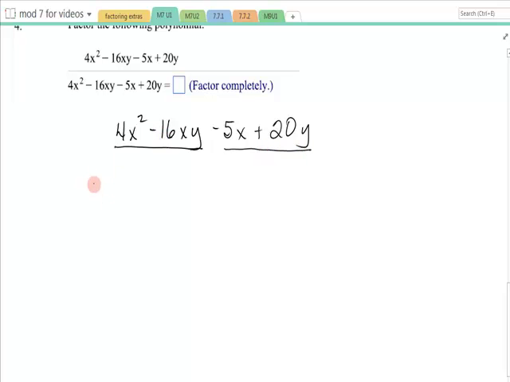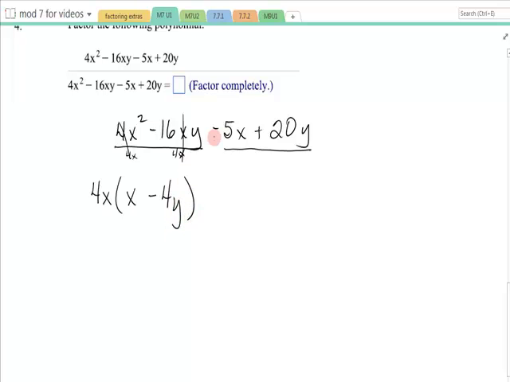First group, common factor, 4 goes into both of them. They both have x, but I can take no more than plain old x. So divide by 4x. All right, the 4's divide out. X to the second over x leaves me with x. 4 goes into negative 16, negative 4 times. The x's divide out, and I have a y.